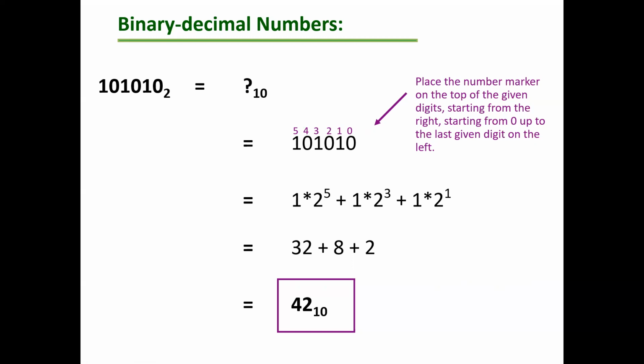So, eto na. So, kanina may sinabi sa steps na marker, di ba? So, eto yung given, 101010. Ang gagawin lang natin ay maglalagay tayo ng marker. So, starting from the right to the left. Ang marker na gagamitin natin ay from 0, 1, 2, 3, 4, and 5, and so on and so forth. So, in increasing order by ones.